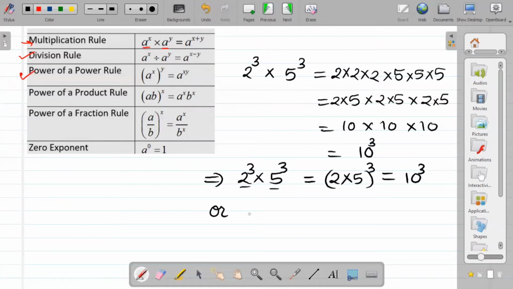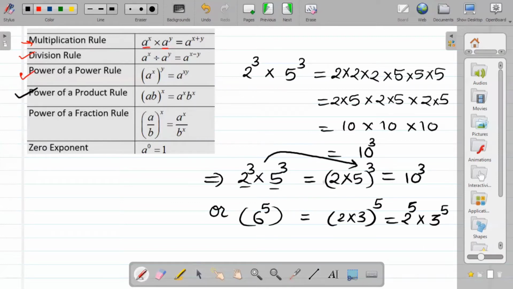Or if I'm having a question in this way, 6 raised to 5, then I can write the 6 as 2 multiplied by 3. This raised to 5 will be as it is. Now I can distribute the powers. I can take the powers common also, and I can distribute the powers also. So this is nothing but your fourth rule, power of product rule, in which you can go from here to here also, or in which from here you can go here also.